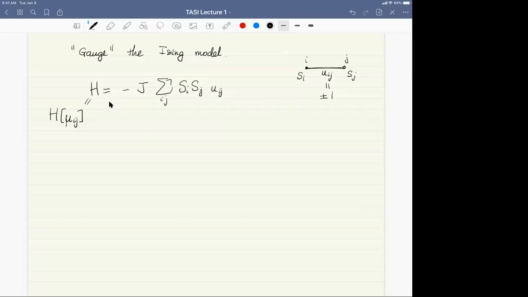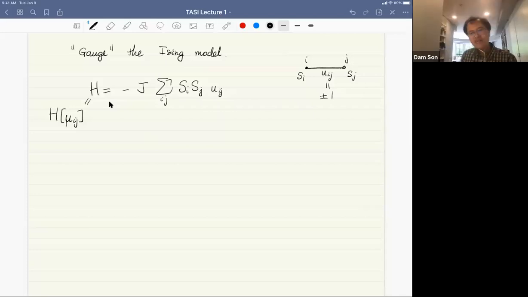Sorry, is Uij one if i and j are the same and minus one if they're different, or something? Or no? i and j are always different indices, but they are neighboring indices.